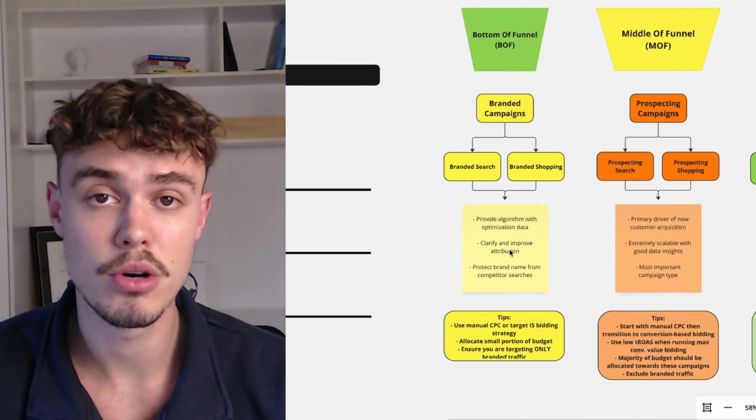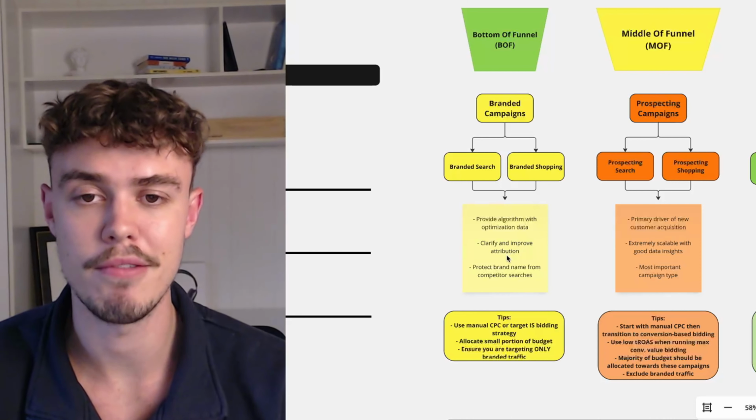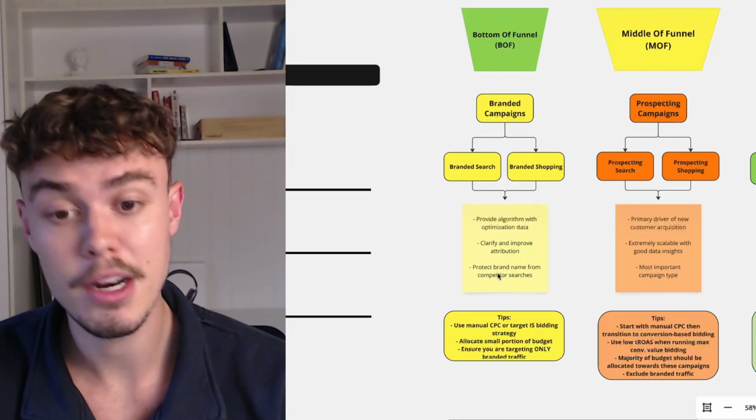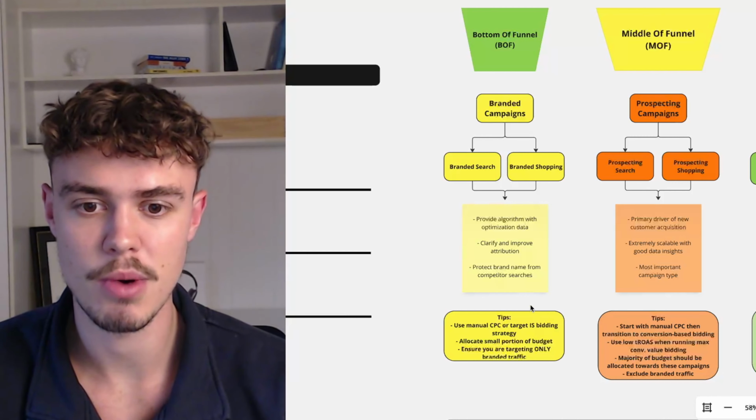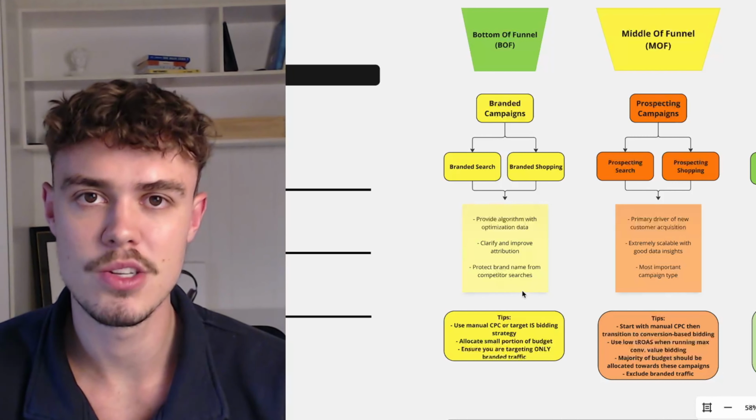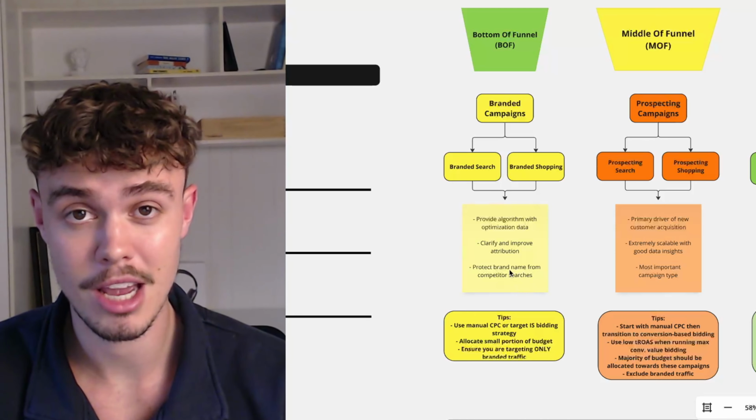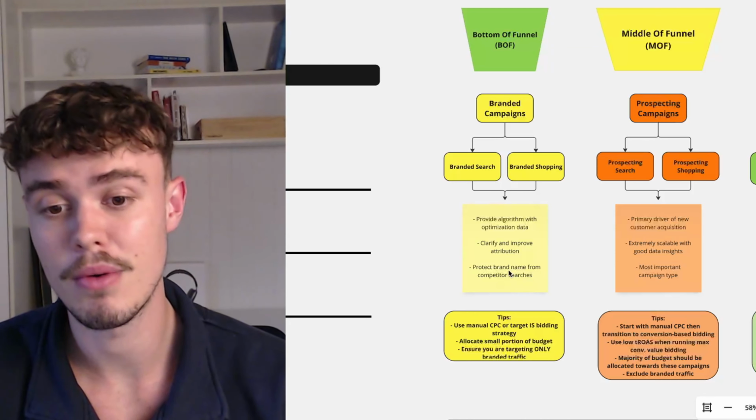It clarifies and improves your attribution a lot. When you separate your brand and non-branded traffic, it really helps with attribution, makes attribution much, much clearer, and it protects your brand name from competitor searches, right? So if you have competitors running campaigns on your brand name, trying to steal your traffic, you need to have a branded campaign running as well to make sure they're not stealing all of it, right?